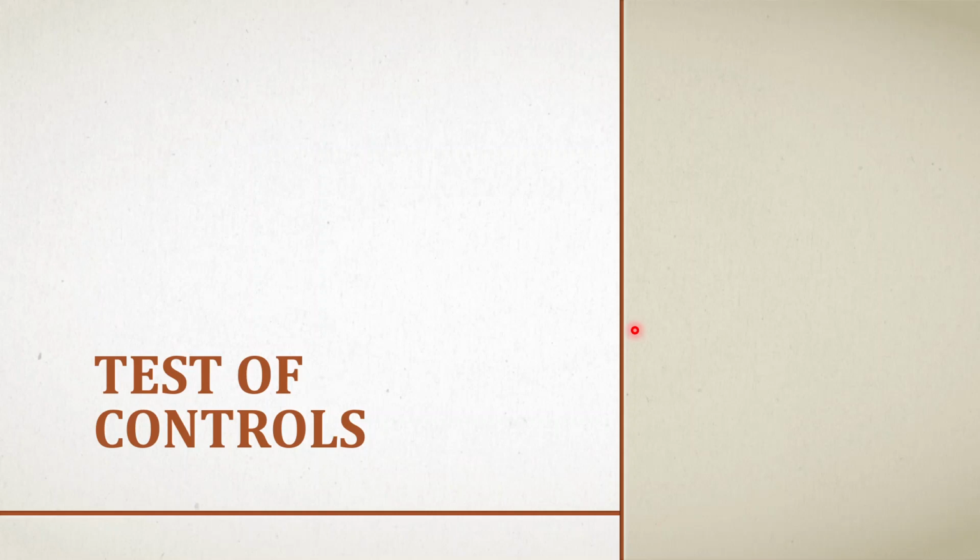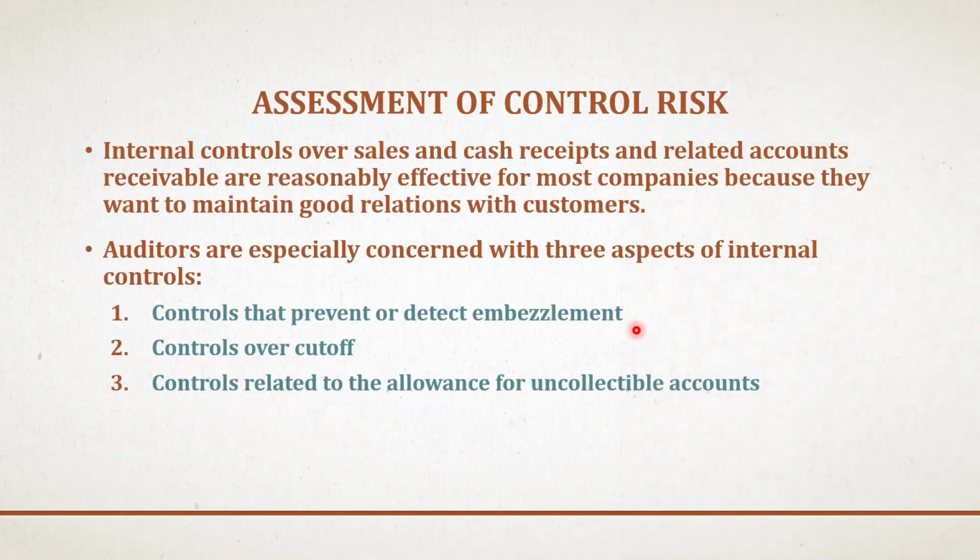Okay, now we are going to look at the first audit testing, which is test of control. Under test of control, we want to test that the controls are actually being implemented and exist in the business activity. It's very important because if you have a proper control, it will prevent or detect any embezzlement, misappropriations of assets.